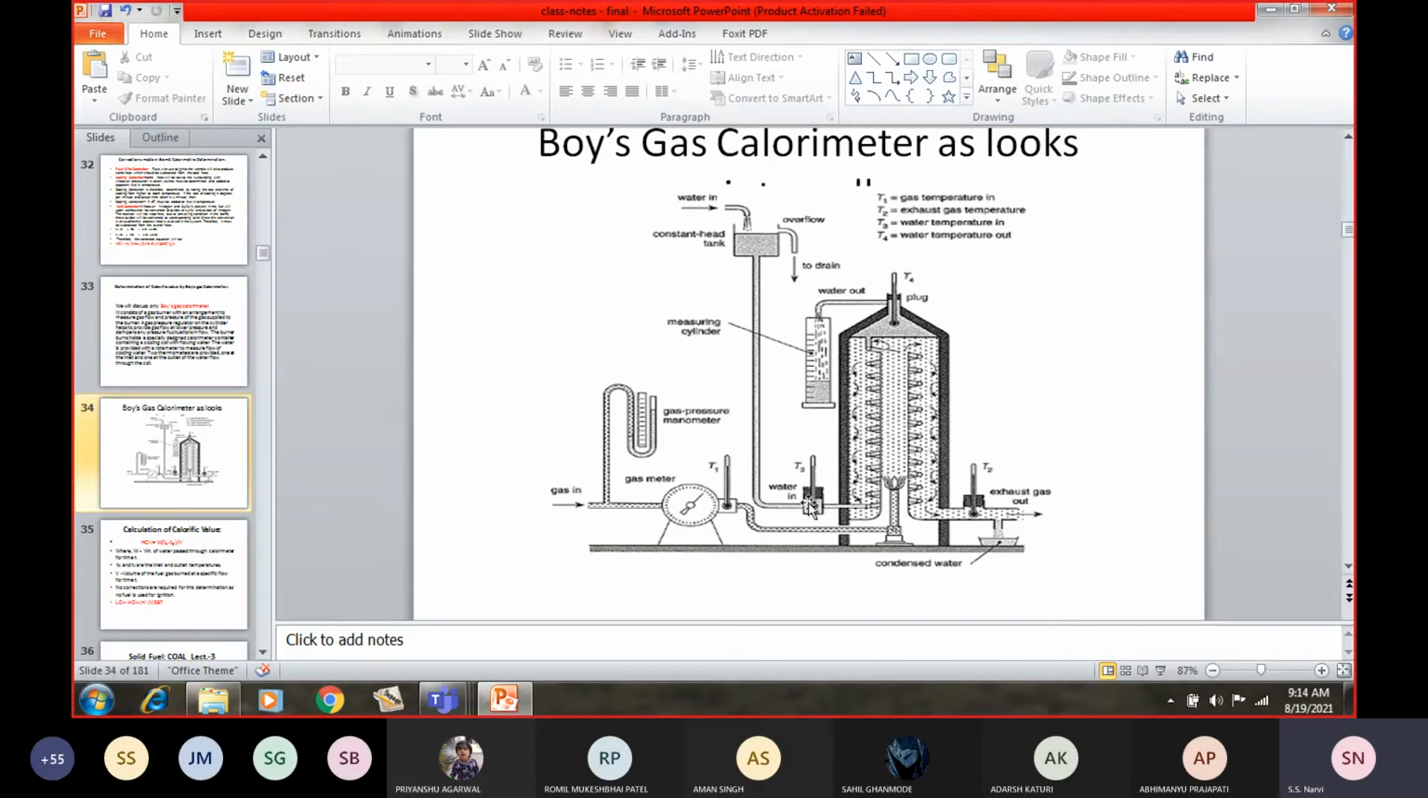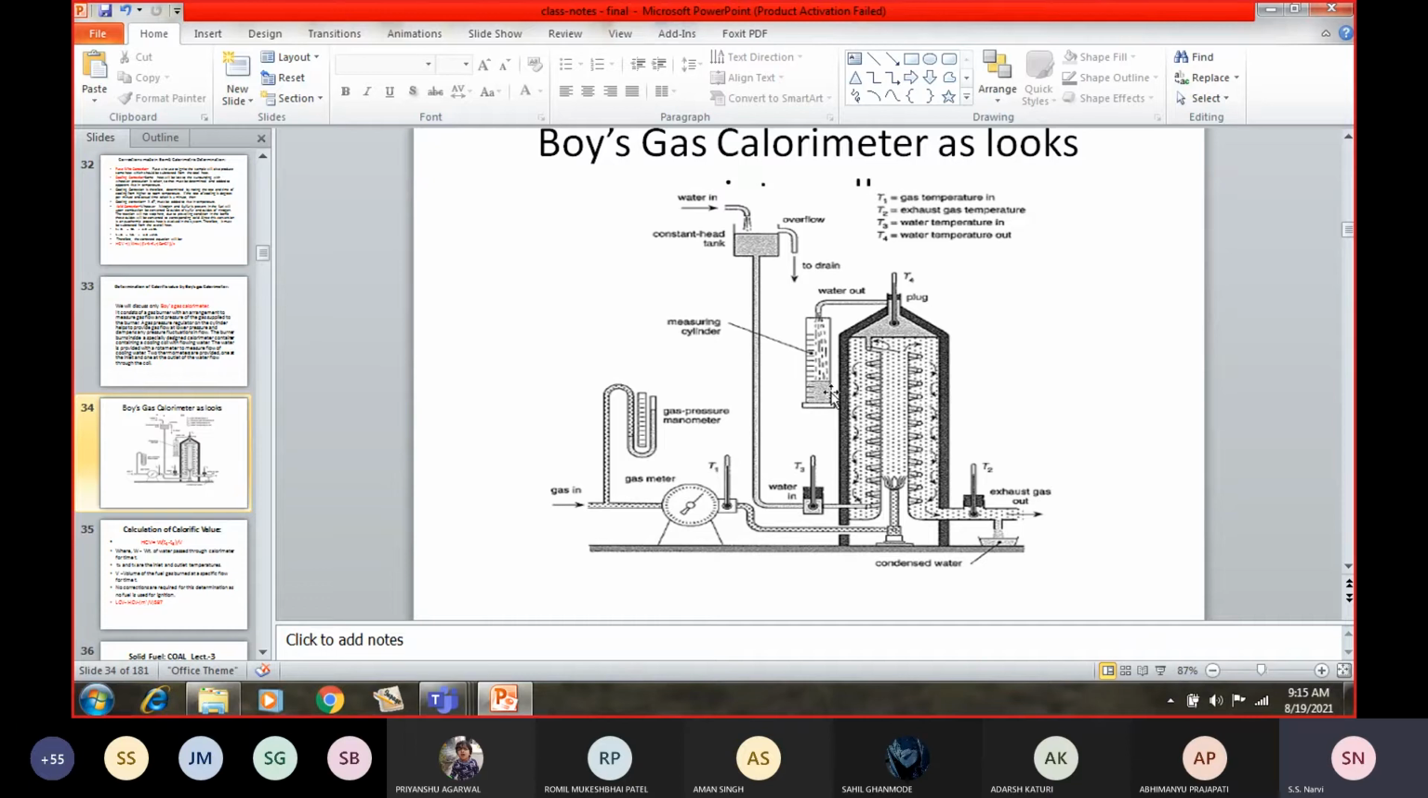So normally the temperature T1 of the gas and T2 are almost the same, because whatever temperature rise has occurred due to the combustion process has been absorbed by the circulating water. Also it should be absorbed by the material of the calorimeter. I will explain to you why we have not entered this in the equation. Okay, so this is what will happen.